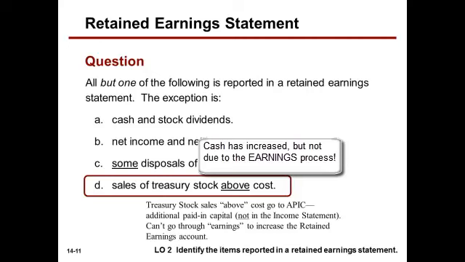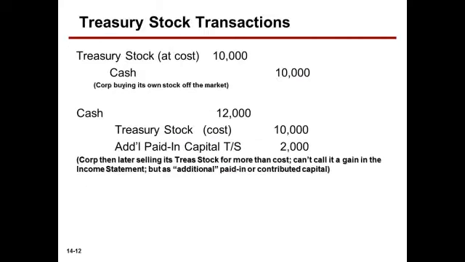Let's look at an example. Treasury stock, when acquired, the treasury stock account is debited at cost, cash credited. In effect, the corporation has used its corporate cash to buy some of its own stock off the market. That treasury stock account is not an asset. It's a contra stockholders' equity account in the stockholders' equity area. It shows, in effect, a shrinkage or reduction of the ownership of the corporation.